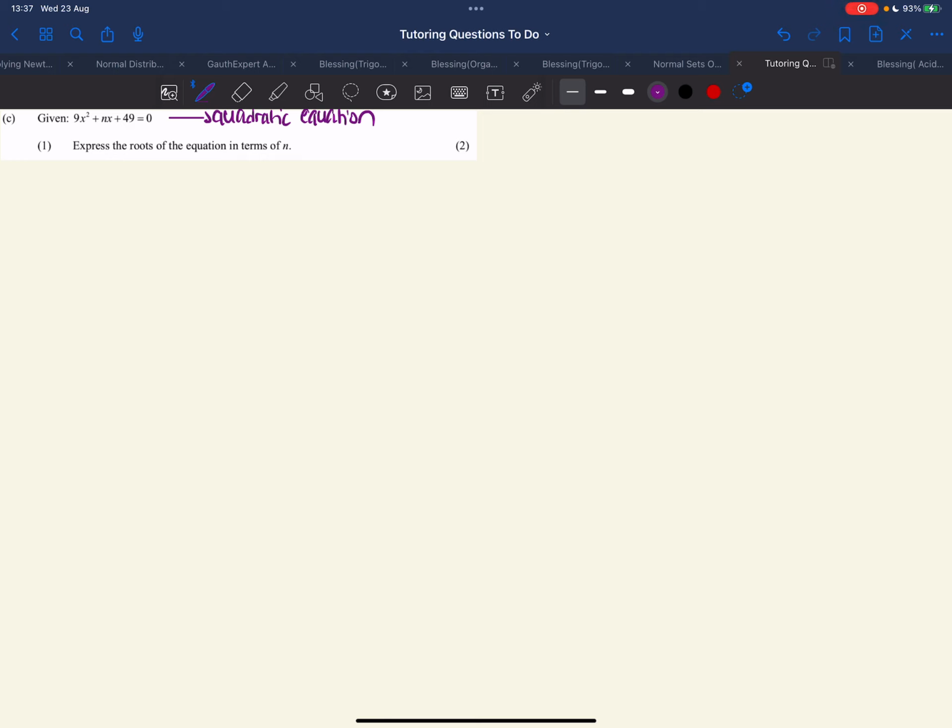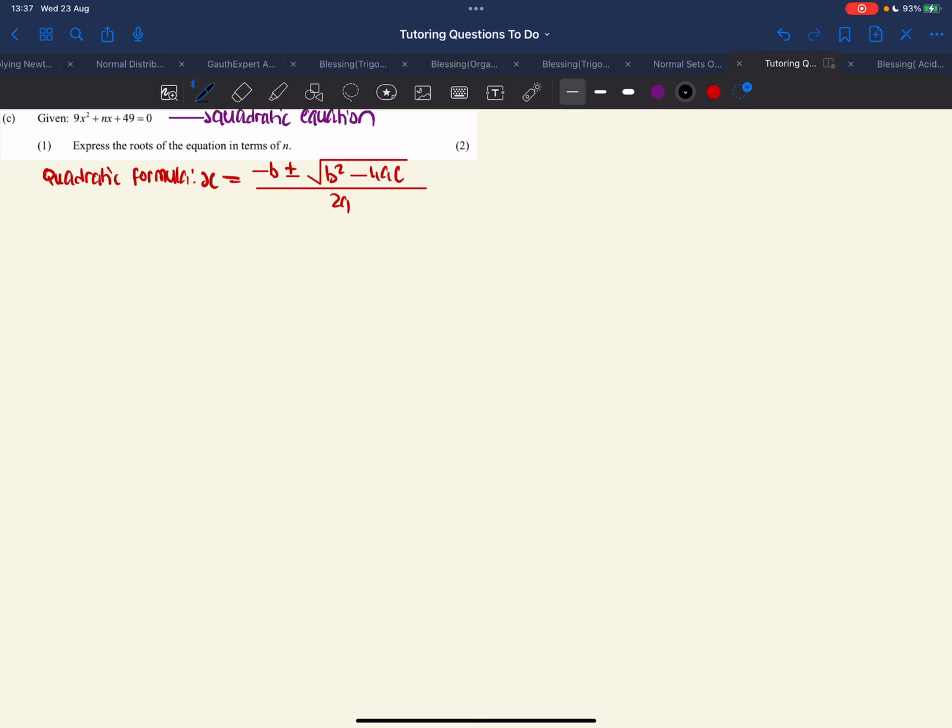Okay, but in this case, can you see that we don't know what our n is, so it's going to make it harder for us to even try and factorize that equation. So we're going to choose to use the quadratic formula. The quadratic formula is given as x equals minus b plus or minus the square root of b squared minus 4ac, all over 2a, right?